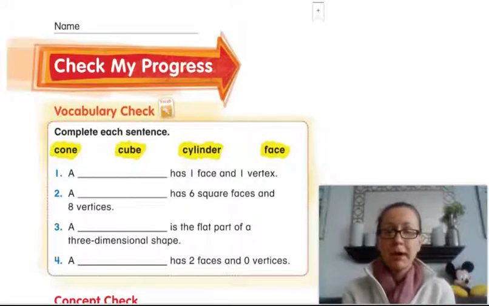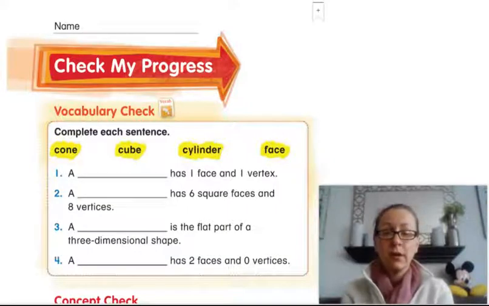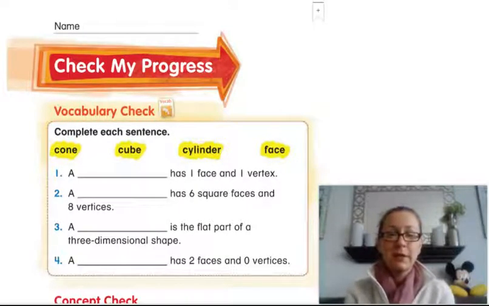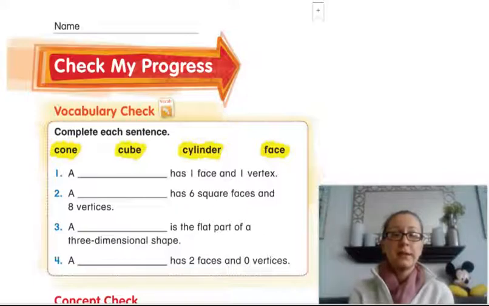So the very first part of our progress check is to go over the vocabulary words for this chapter. So here are the 4 words that we are going to be using today. Your 4 vocabulary words are cone, cube, cylinder, and face. So here are your 4 sentences. So you need to use these 4 vocabulary words to complete each sentence. So after you use the word in a sentence, make sure you circle it and write it on the line.